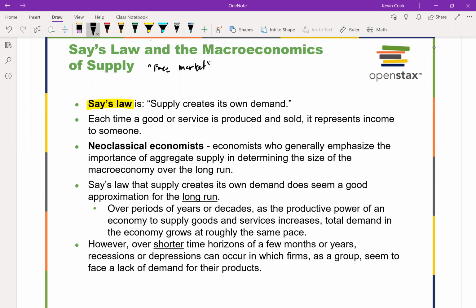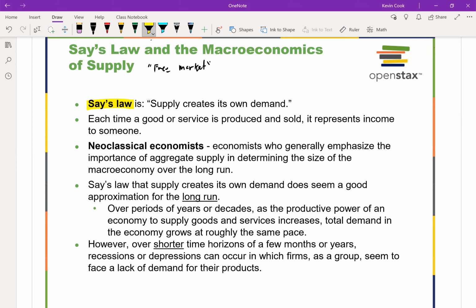This comes from two perspectives. The first says when a good or service is produced and sold, it represents income to someone. So if I make a good, or if I'm working somewhere, I'm getting paid for making that product. So the idea is that we want to produce goods because if we produce goods, people have income. If people have income, they can go spend it. When people spend it, other people can afford your goods and so on. So that's Say's law, or supply side economics.